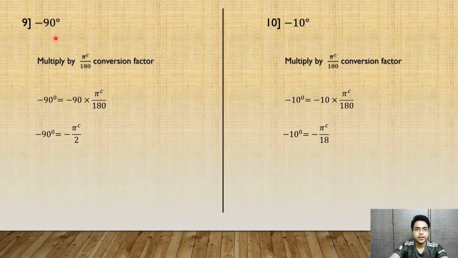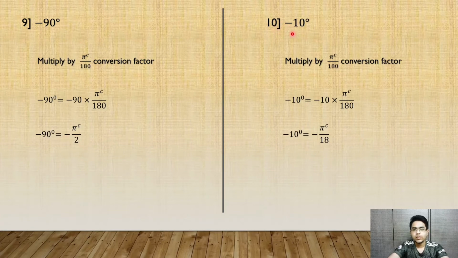For minus 90 degrees, multiplying by pi by 180, that is the converting factor between degree to radian, negative 90 degree will be equal to negative 90 into pi by 180. So we will get negative 90 degrees is equal to minus pi by 2.